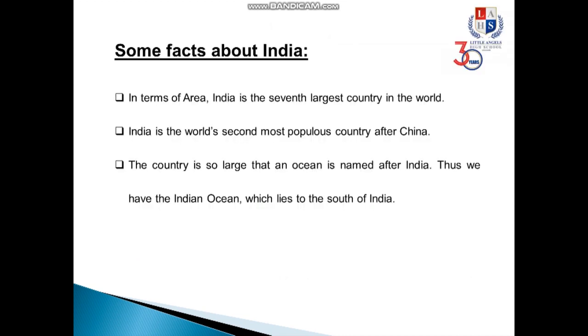Now some facts about India. In terms of area, we are the 7th largest country in the world. And India is the world's second most populous country after China. The country is so large that an ocean is named after India. Thus we have the Indian Ocean, which lies to the south of India.